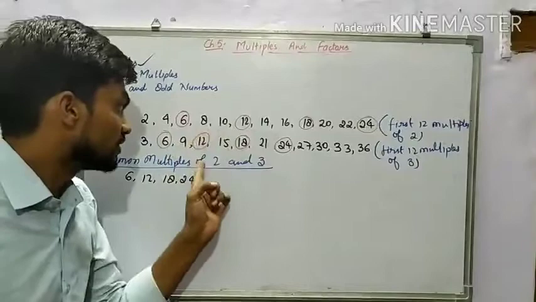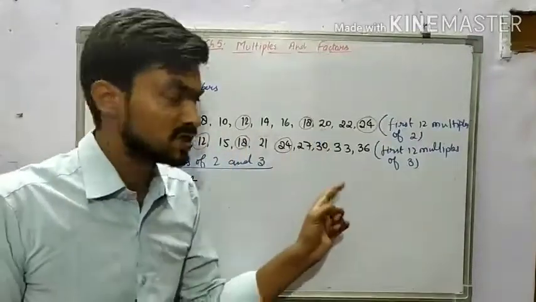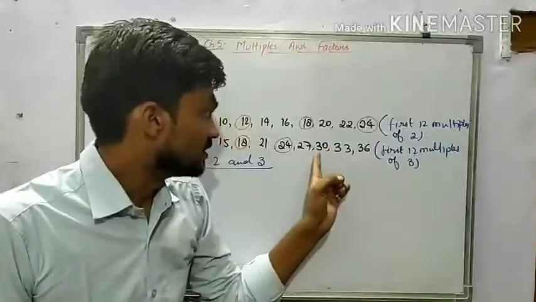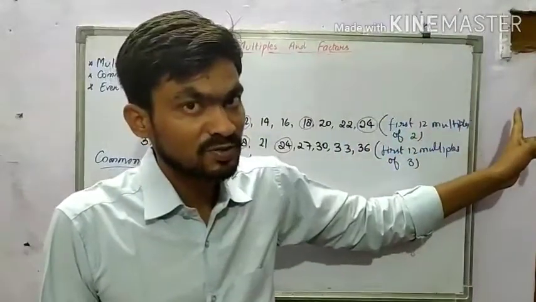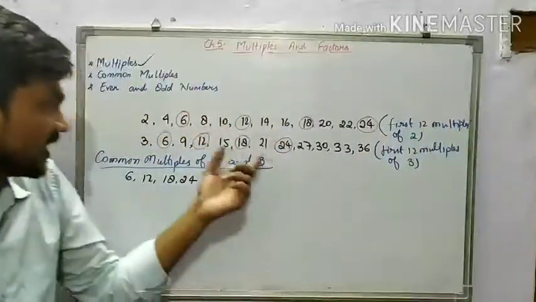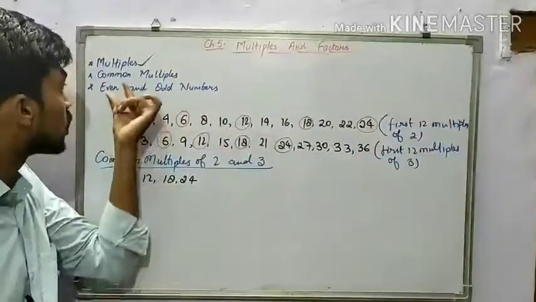6 is present, 12 is present, 18 is present, 24 is present. Further you will go, you will get 30. That 30 is present. Further you will go, you will get 36. 36 is present. Likewise, you will get more. So this is the meaning of common multiple.